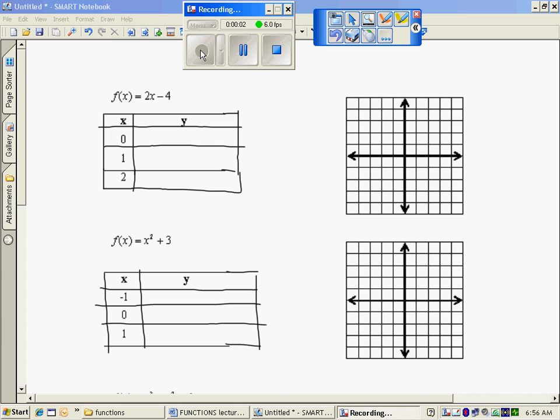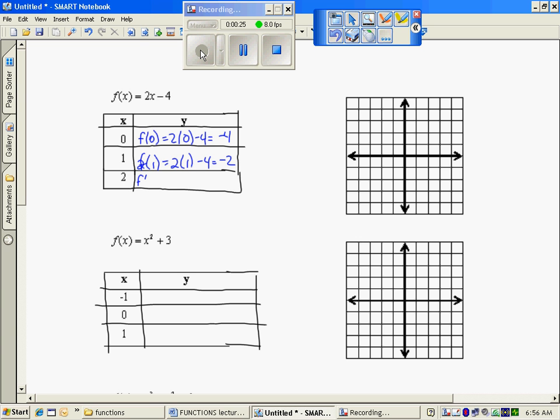Practice problems for evaluating and graphing functions. My input is 0, so I'm looking at f at 0, which is 2 times 0 minus 4, which is negative 4. My input now is 1, so I'm looking at f at 1. 2 times 1 minus 4 is negative 2.